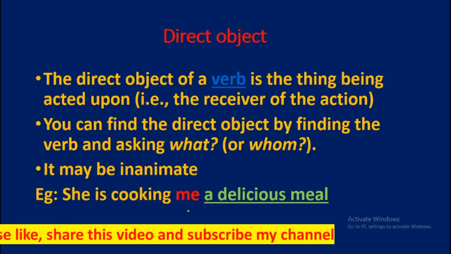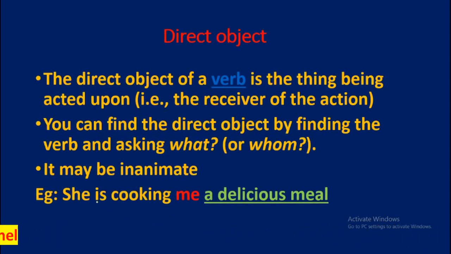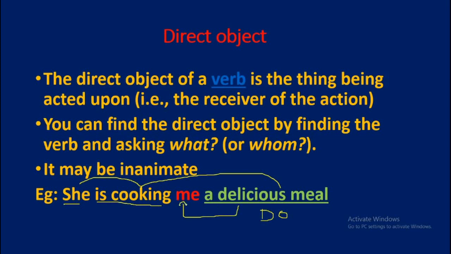She is cooking a delicious meal. What is the action here? Cooking. The performer, the doer of the action, is she, the subject. And what is she doing? Cooking what? A delicious meal. A delicious meal is the direct object. And for whom? Who is the recipient of this delicious meal? Me. So this is the indirect object.